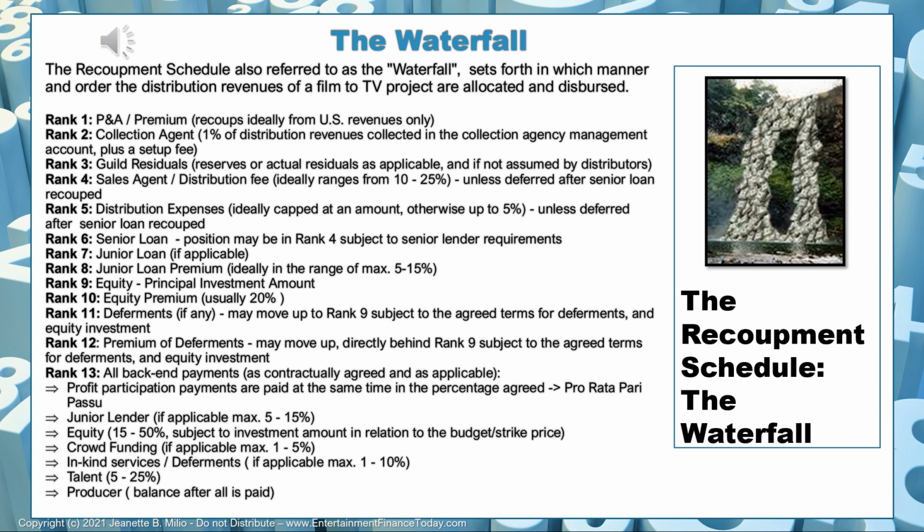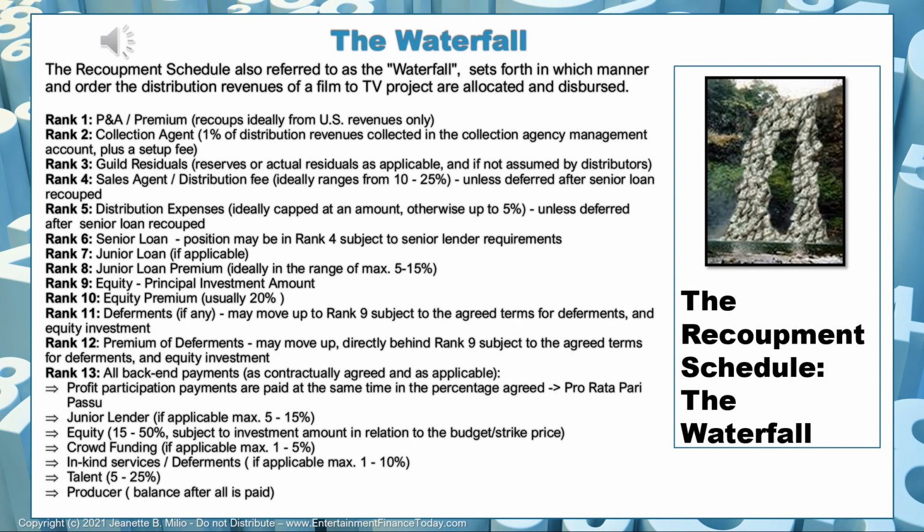And there, sorry, rank 6, that is, rank 5 was our distribution expenses that are paid to the sales agent. So the sales agent charges you two things. They charge you a sales agency fee, that's usually around 10 to 25% depending on what the budget is and depending on what the revenues look like. And then after that, they also charge you distribution expenses that I usually want to cap at a certain amount or never charge more than 5%.